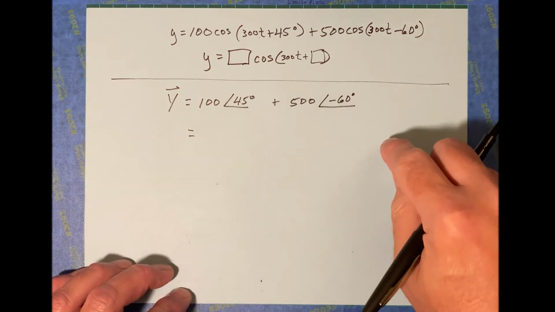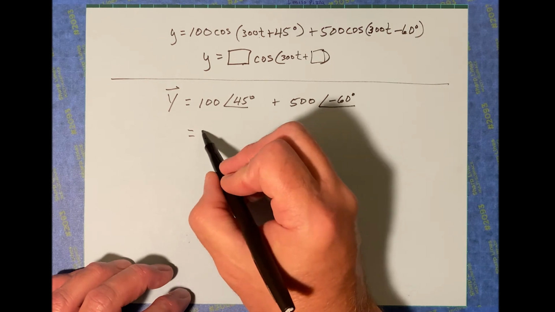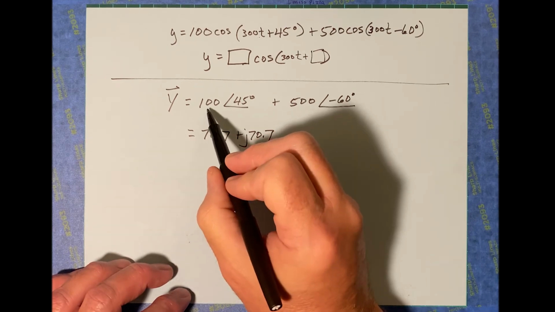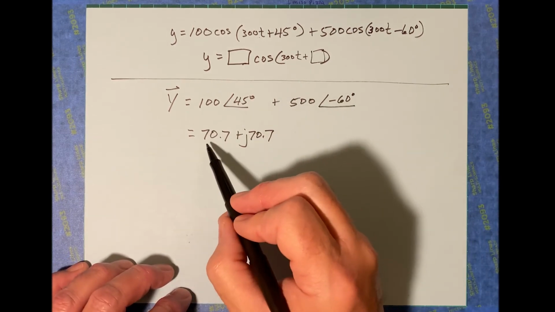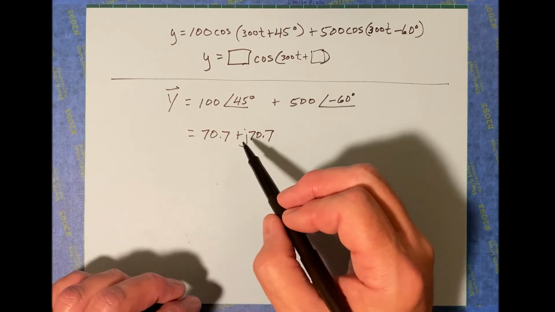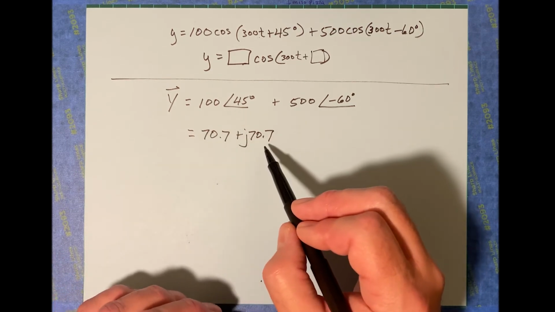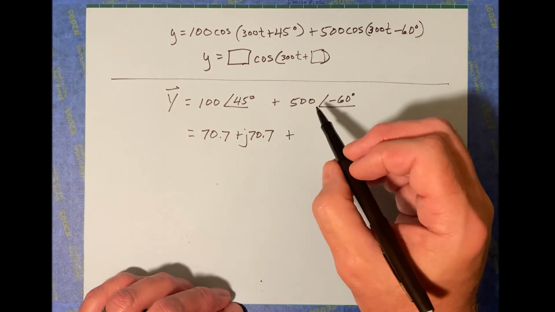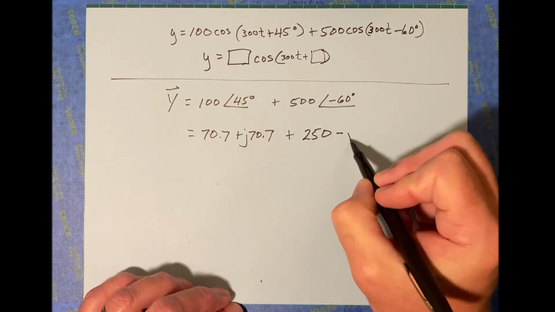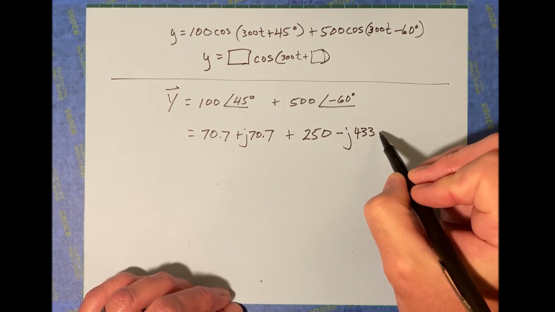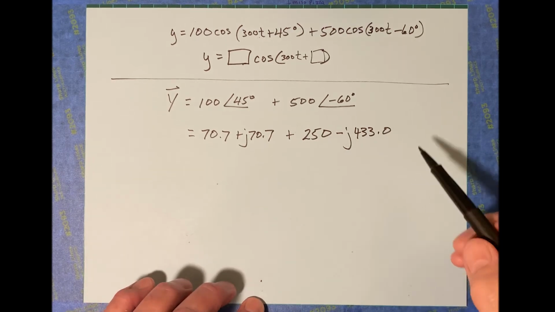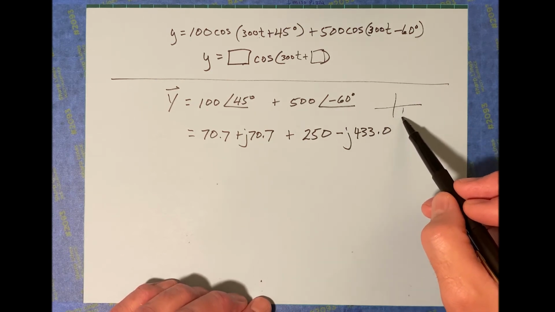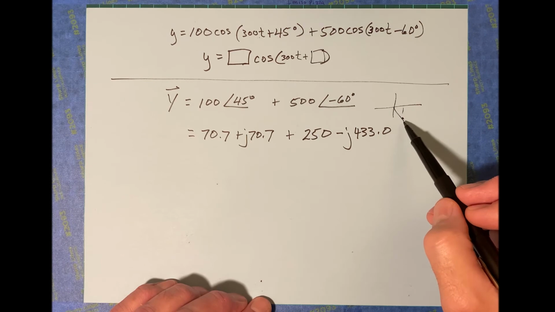So with your calculator, you punch the buttons and tell me if you get this. 70.7 plus j70.7. That's 0.707 times 100, so that kind of makes sense. This is the square root of 2 over 2 number. Plus, now you do the same thing for this one, and you end up with 250 minus j433. This is 500 angle negative 60, so think about that. That's going to be down here in this quadrant. The x is going to be positive, the y is going to be negative.